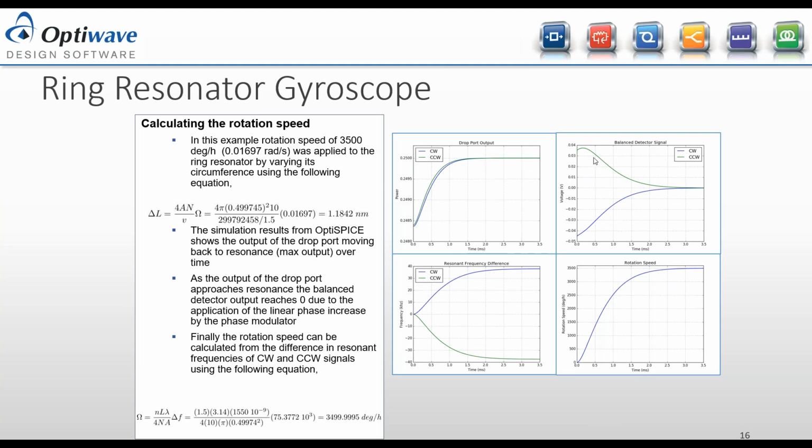This is the balanced detector. This is our error signal. So our error signal is pretty large at the beginning, and it trends to 0 as we're getting to resonance. Here we're looking at the frequency difference between the two arms, and it's about 75 kilohertz.